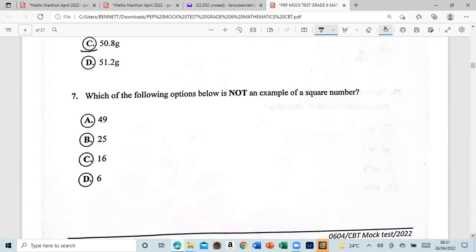So let's move on to number 7. Which of the following options below is not an example of a square number? 49, no, 7 times 7 gives you 49, 5 times 5 gives you 25, 4 times 4 gives you 16. There's no number that can be squared or multiplied by itself to give you 6.